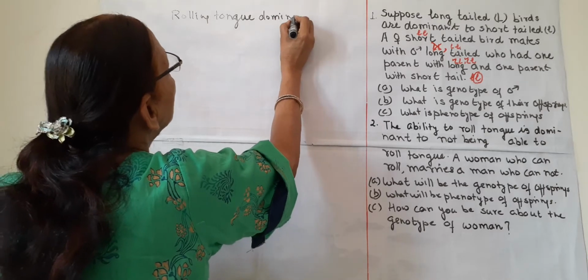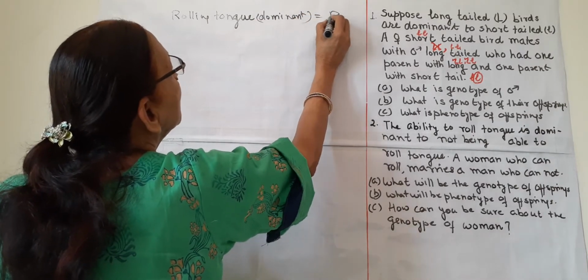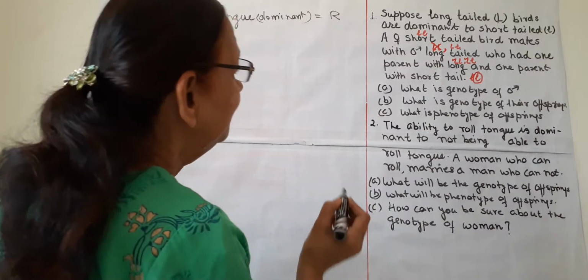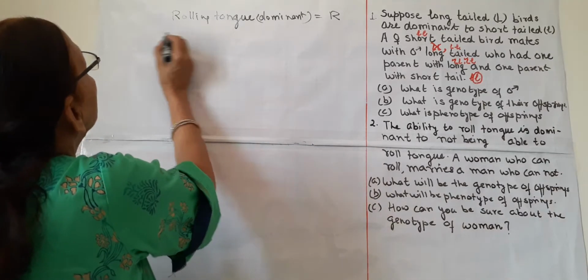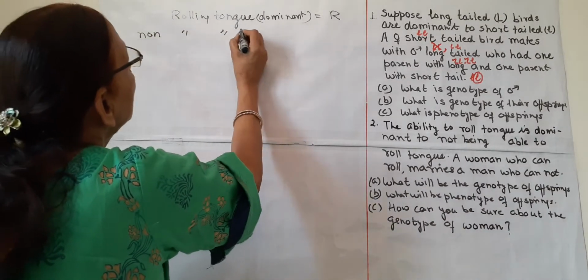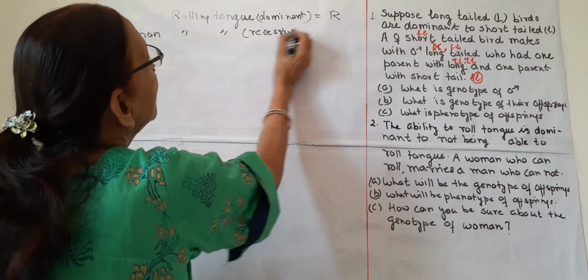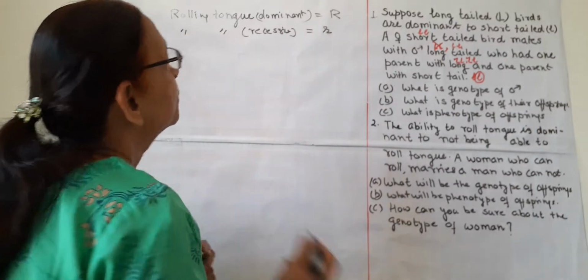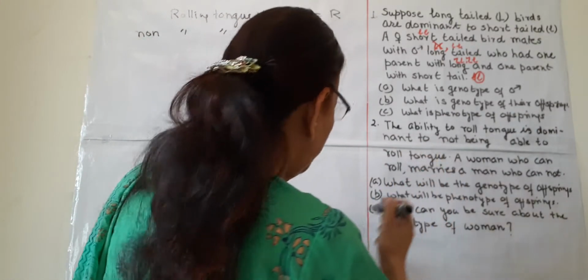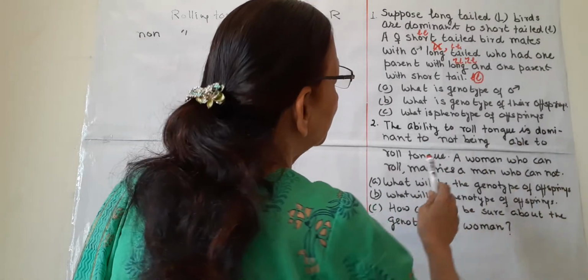dominant and we denote it by capital R. Then non-rolling tongue recessive and we denote it by small r. So we have written the ability to roll tongue is dominant to not being able to roll.